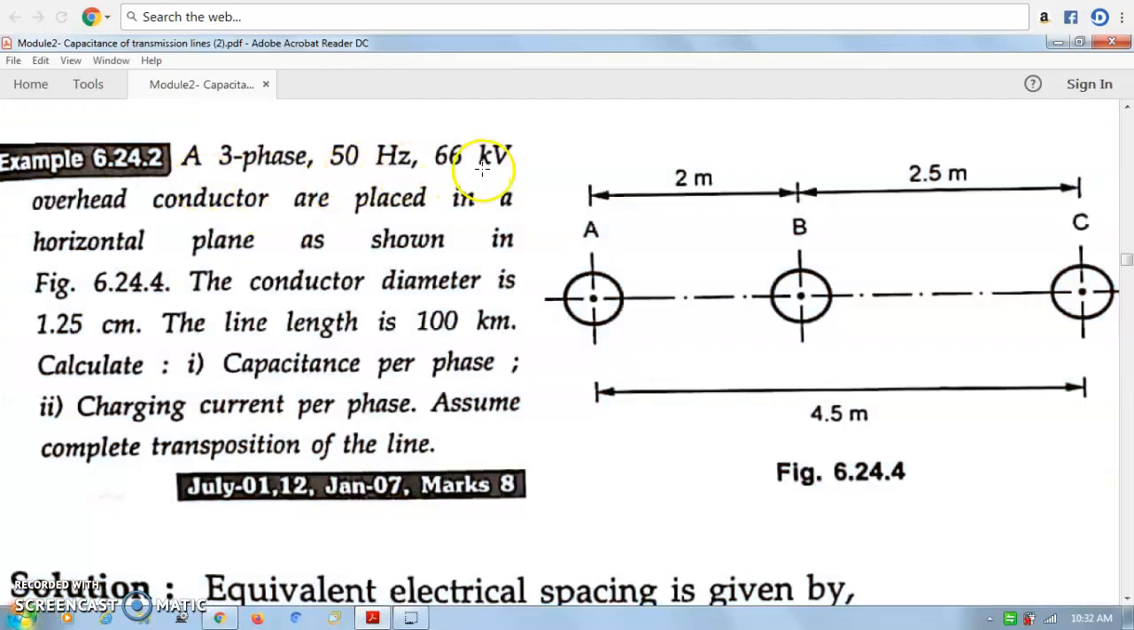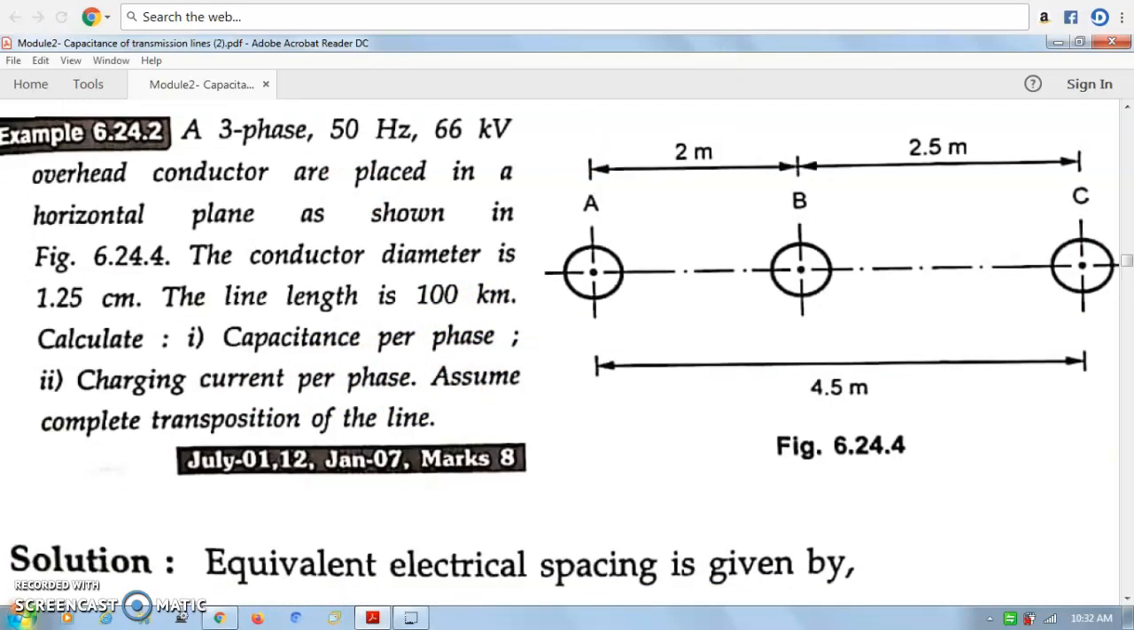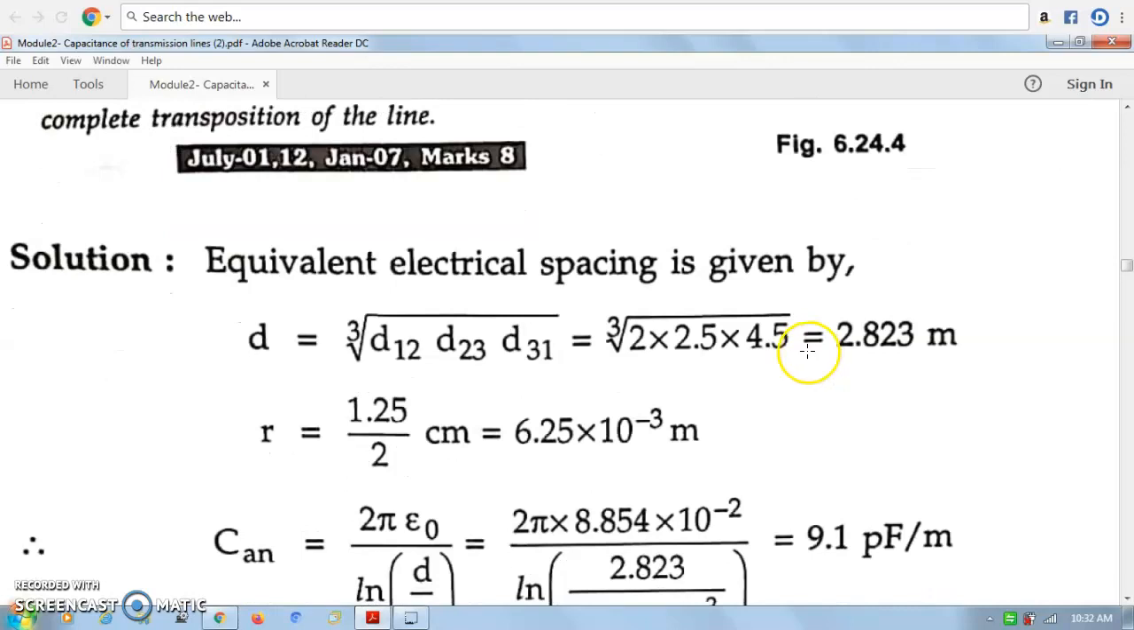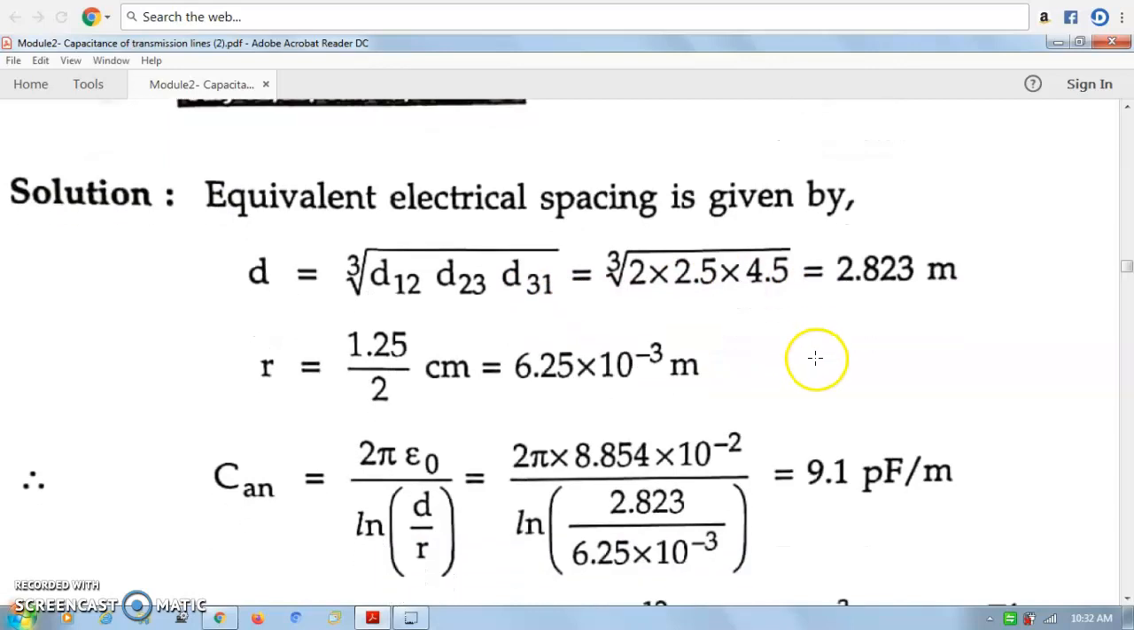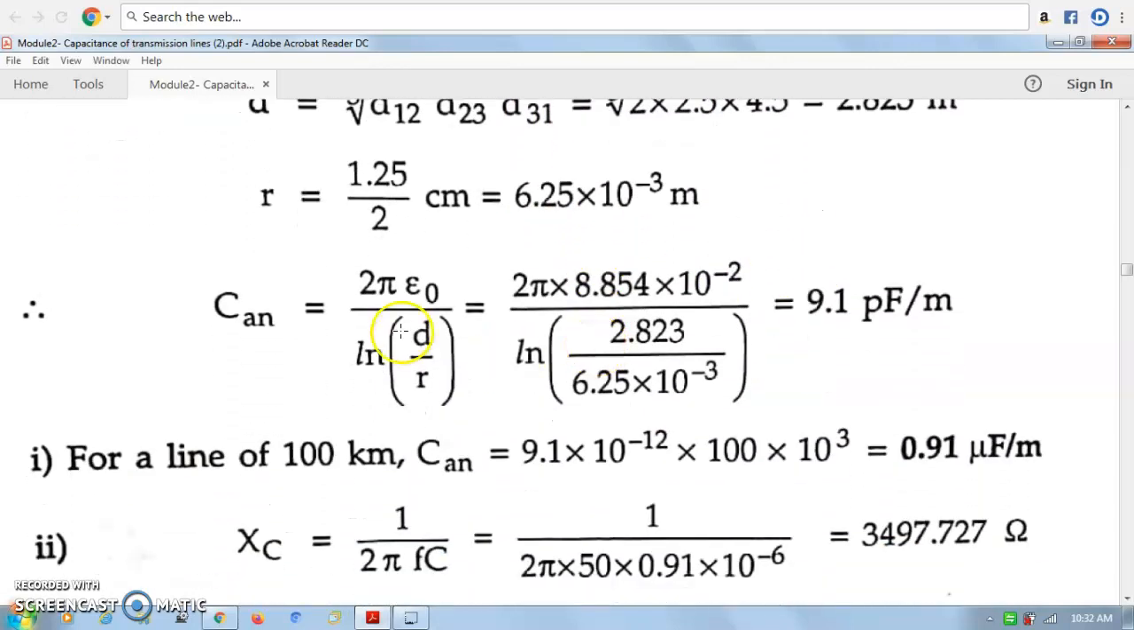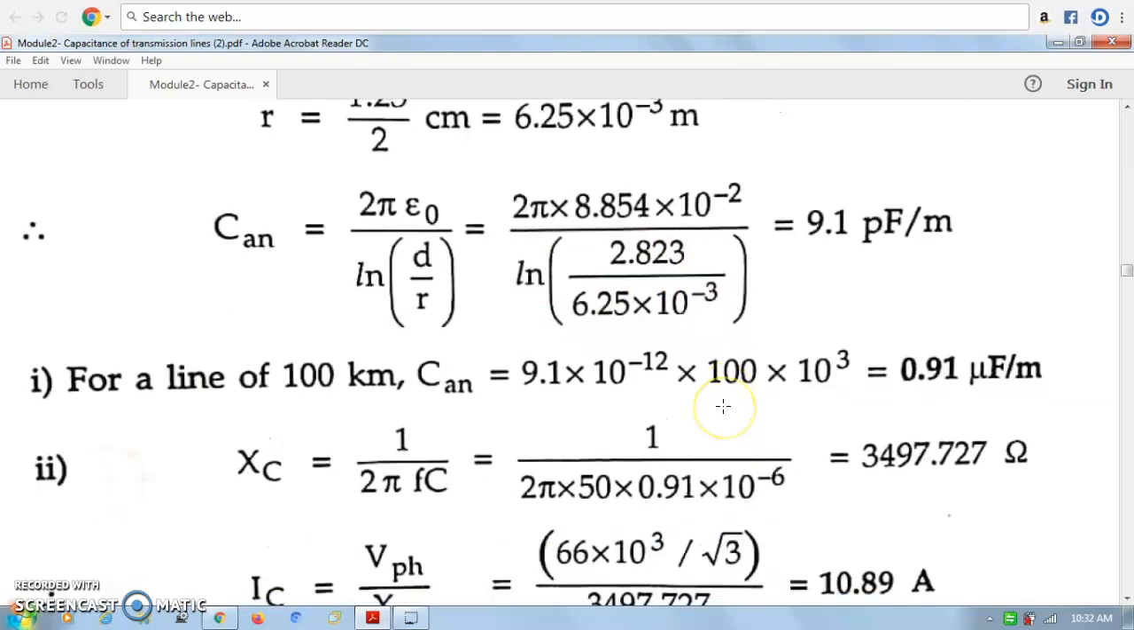A 3-phase 50 hertz 66 kV line they have given, horizontally placed. It is not a triangular shape, it is horizontally placed. Diameter they have given, D is equal to 1.25. The length L is equal to 100 km. Find the capacitance per phase and charging current IC. See here, conductor A and B distance is 2 meter, B to C is 2.5 and C to A is 4.5. 2 plus 2.5, 4.5 distance, unequal spacing. Find the D equivalent, cube root of 1 to 2, 2 to 3, 3 to 1. R is equal to, from the diameter find, substitute in the formula. We will get the capacitance.